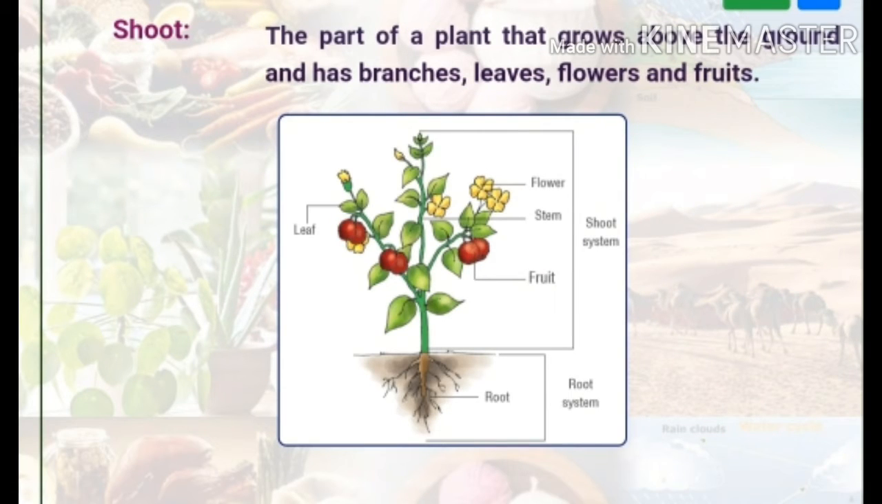Shoot. The part of the plant that grows above the ground and has branches, leaves, flowers and fruits is called shoot. In the pic you can see the root system, so this has been shown, and the shoot system. This part we are able to see because it is above the ground and it bears branches, leaves, flowers and fruits.